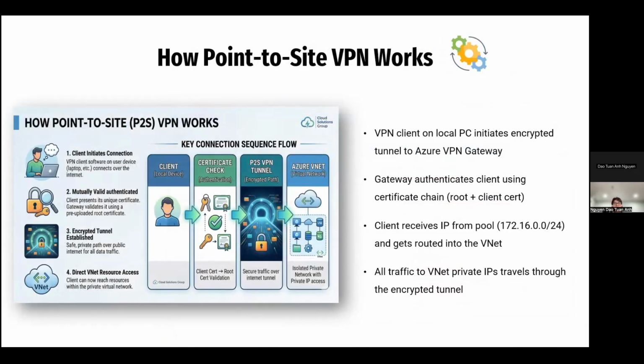Next, let me explain how point-to-site VPN works. It works in 4 steps. The VPN client initiates an encrypted tunnel to the VPN gateway public IP. The gateway validates the client certificate against the uploaded root certificate. Once authenticated, the client gets an IP from the 172.16.0.0/24 pool and is routed into the VNet. All traffic to the private IP flows through this encrypted tunnel. The VM is never exposed to the internet.